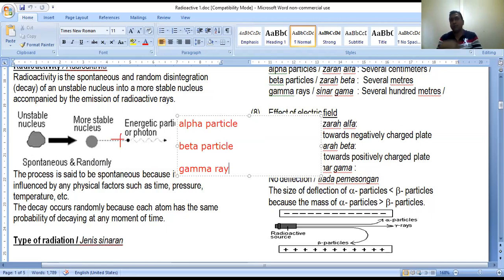Sometimes it only emits one type of radiation, let's say alpha or beta or gamma. But sometimes it can be a combination of two, let's say alpha and beta, or beta and gamma. Or it can emit all three in one shot. So it depends on the element.